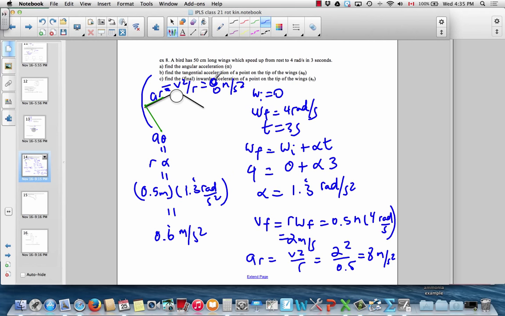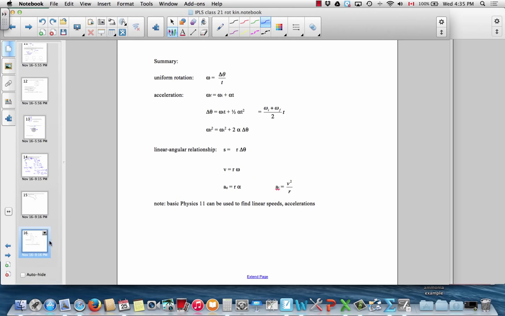And so there's an inwards acceleration of 8, and there's an acceleration along the edge of the circle, along the tangent direction, of about 0.6 meters per second squared.